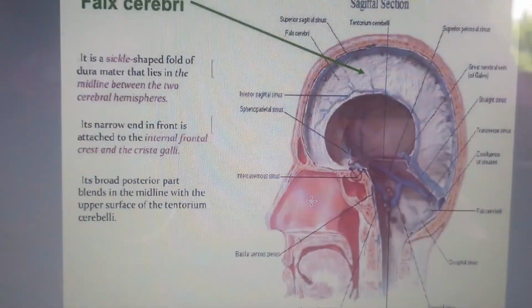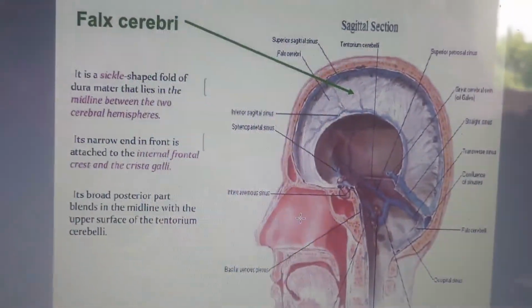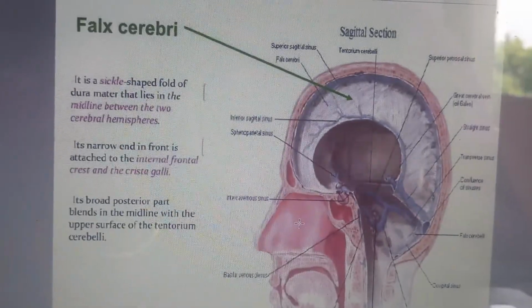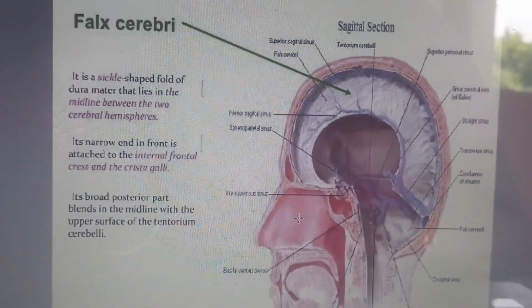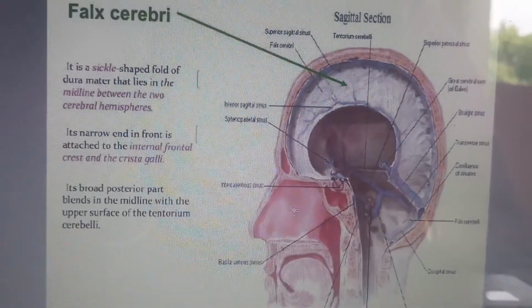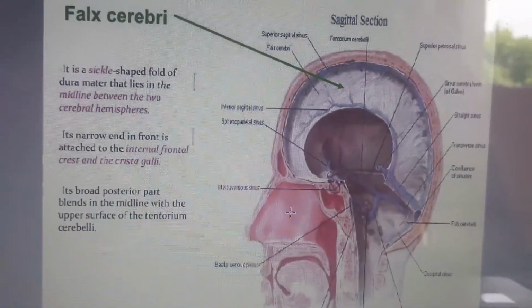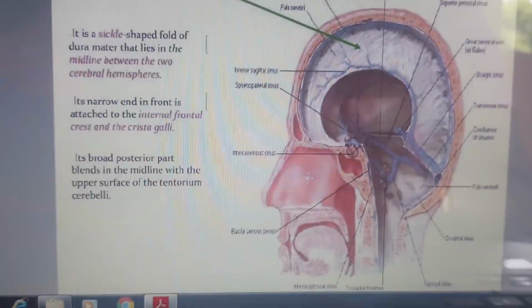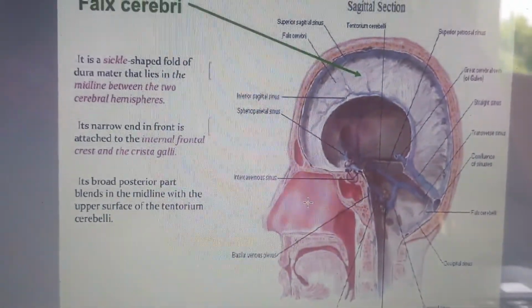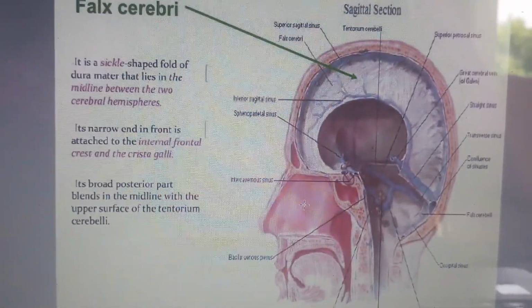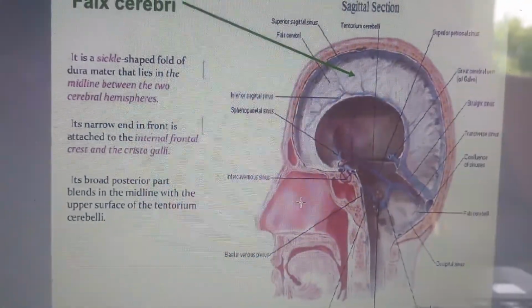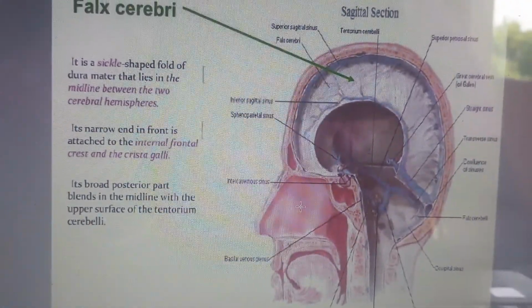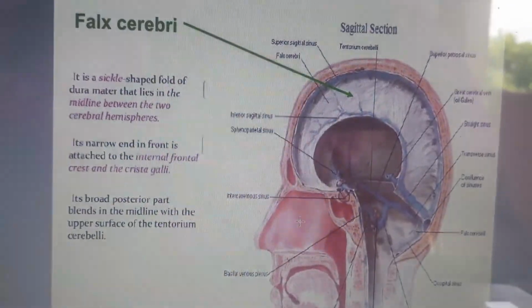Coming to the falx cerebri. Now in the falx cerebri we find it is actually a sickle shaped fold of the dura mater which is in the midline between two cerebral hemispheres, the right and the left cerebral hemisphere, and its narrow end is in front attached to the internal frontal crest and the crista galli. Its broad posterior part is blending in the midline with the upper surface of the tentorium cerebelli.